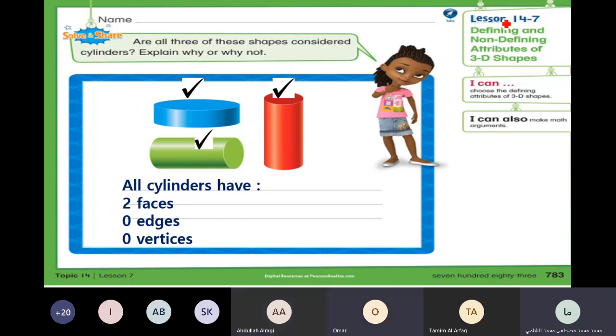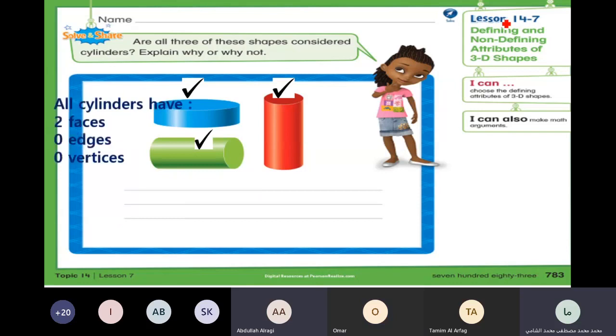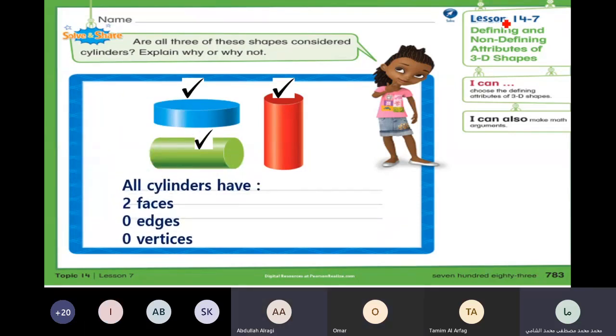Can you write it now? Yalla, write. Right, cylinders have 2 faces. All cylinders have two faces, zero edges, and zero vertices. Teacher, what do we write? Two faces, zero edges, and zero vertices. Okay. I didn't finish. Okay, hurry up. Because you're playing too much. I finished. Excellent. Well done.